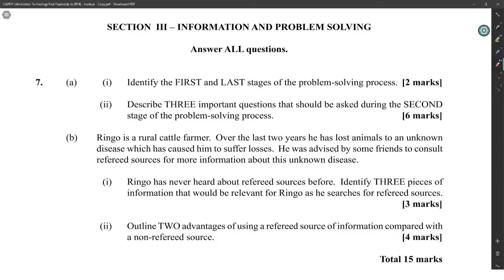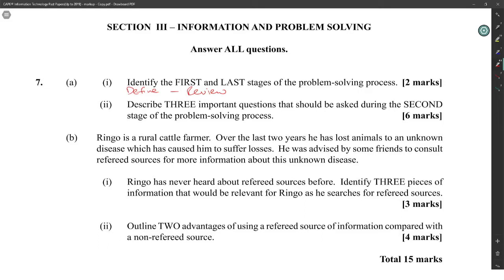Problem solving now. Identify the first and last stages of the problem solving process. Okay, define and review. Yeah, define the problem, and then the last thing is review. Describe 3 important questions that should be asked during the second stage of the problem solving process. Alright, second stage is define, analyze, right?